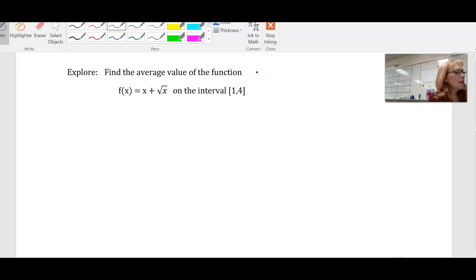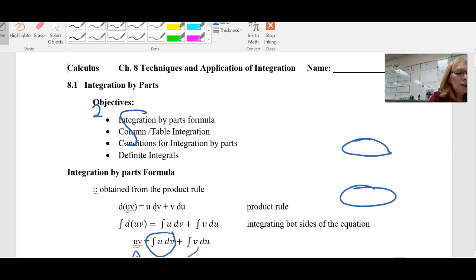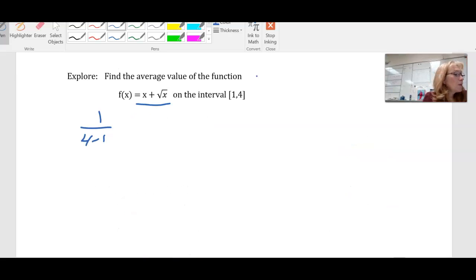Okay, and we'll see if this thing's going to like us. So we're doing average, and now that's 1 over the 4 minus 1. That's how we find our average. We're going to integrate.